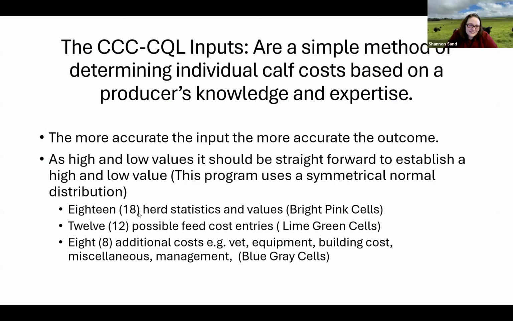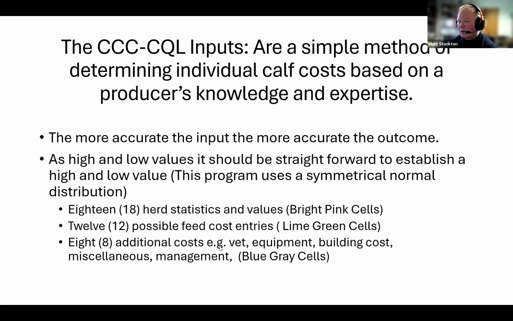Okay, the high and low values should be straightforward to establish, and we're going to go through that. There are 18 herd statistics that you need, which have to do with birth rate, pregnancy, all these things that we talk about. Then we have 12 possible feed entries, where you're trying to capture what it costs to feed a cow in a year. You don't have to use them all. You may only use 2, and that's perfectly fine as long as you have the information that captures the cost.